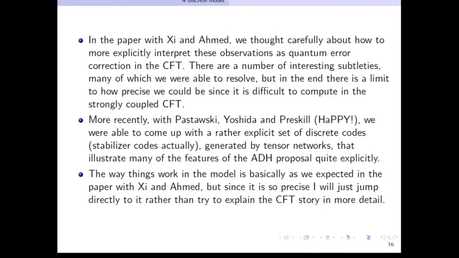So more recently with Fernando, Benny, and John, so I guess we love our acronym. This is the acronym for the paper.